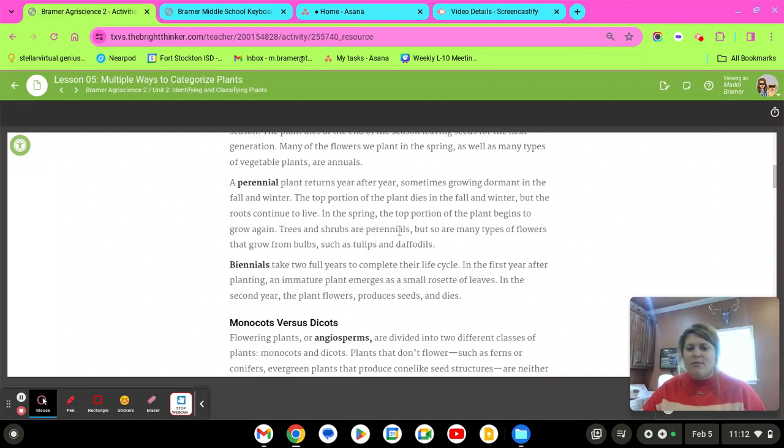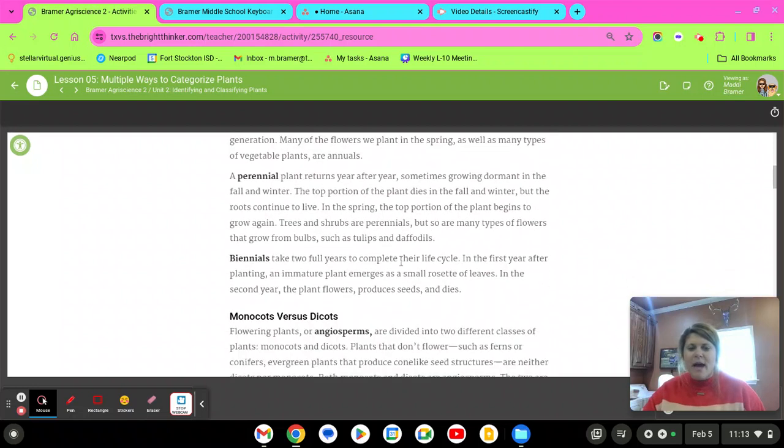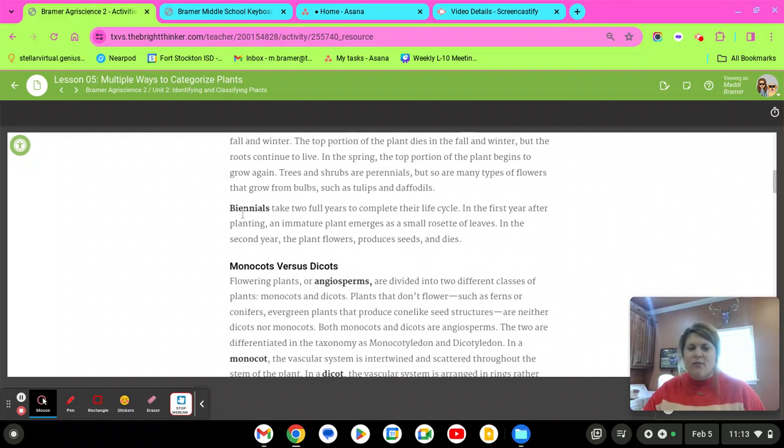A lot of different types of flowers that grow from bulbs, like tulips and daffodils, that you're going to start seeing in the spring. Those come up every spring and they remain dormant underground during the winter. So perennial comes back, annual is a one year cycle.